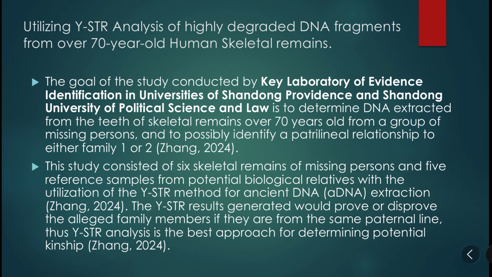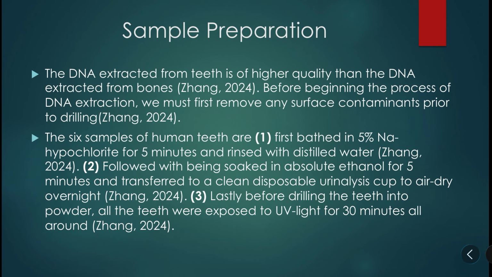This study consisted of 6 skeletal remains of missing persons and 5 reference samples from potential biological relatives, with the utilization of the Y-STR method for ancient DNA extraction. The Y-STR results generated would prove or disprove whether the alleged family members are from the same paternal line. Thus, Y-STR analysis is the best approach for determining potential kinship.